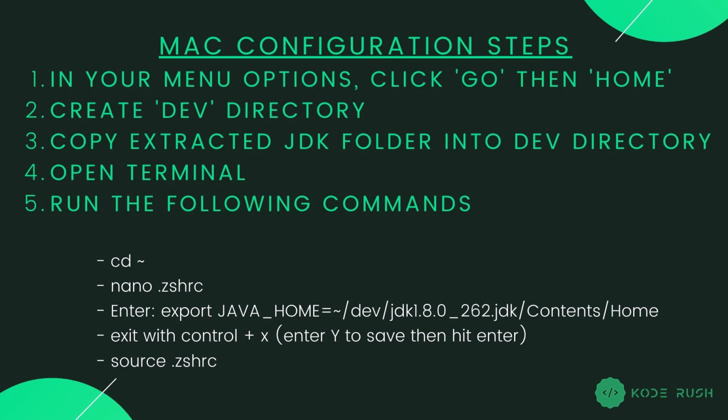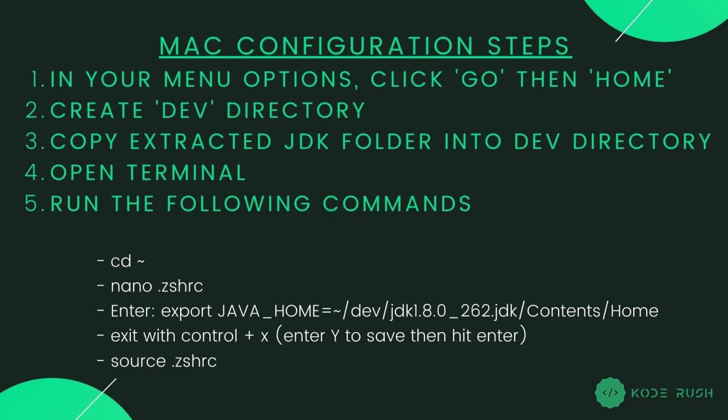So in order to configure Java for the Mac operating system, you will need to run the following steps in sequence. First, click on Go. This should be at the top menu. Click on Go, and that will bring drop down options that contains home. Click on home. From there, you can create a new folder and call it dev. Make sure it's in lowercase. From there, copy the extracted Java JDK folder into the dev directory.